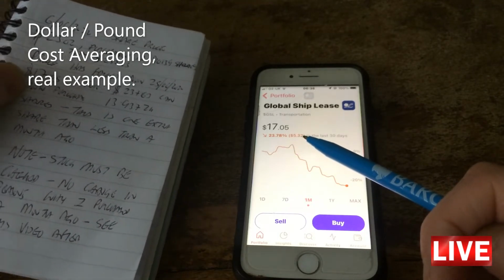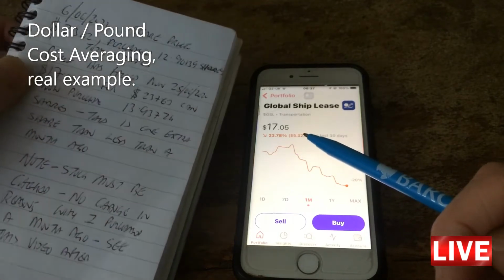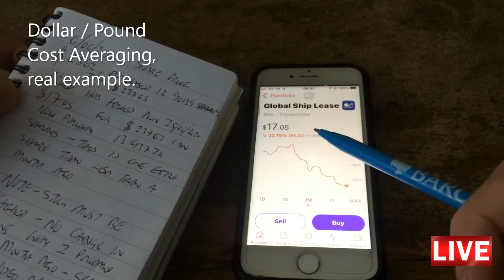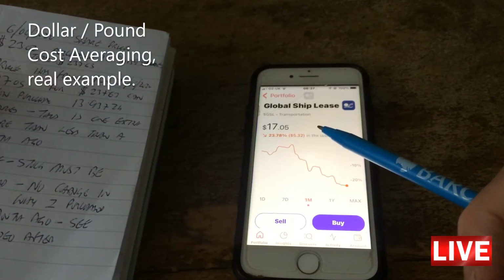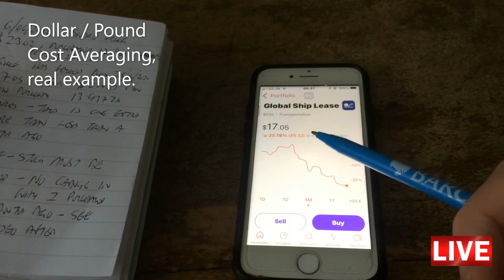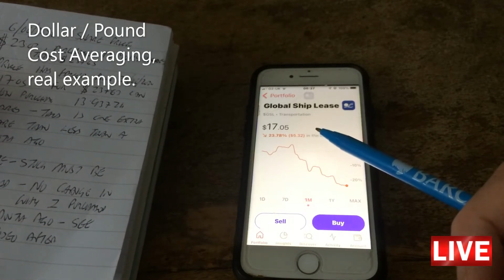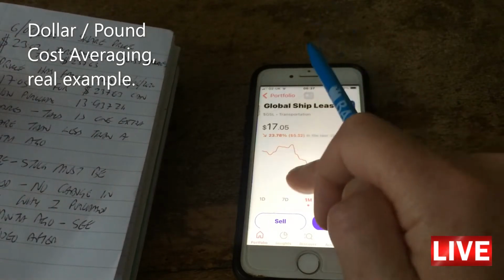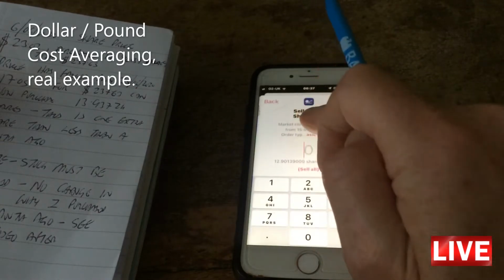So I'm going to buy more shares, and when the markets recover, which they definitely will do, I will realise my investment. But in the meantime, the company does pay a good dividend.